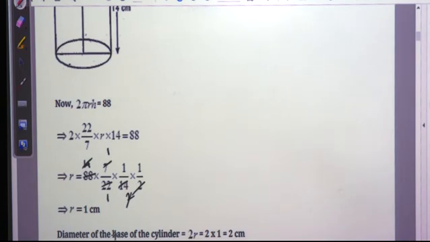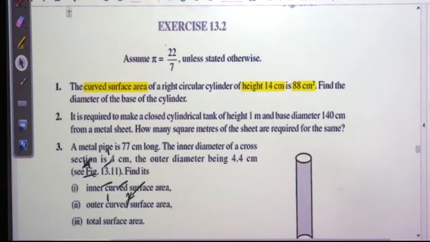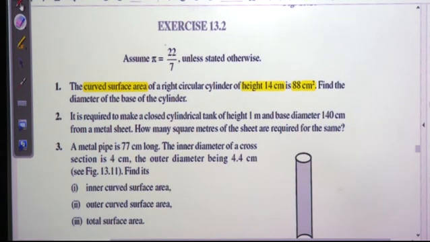Diameter, what is asked? Diameter of the base of the cylinder is equal to 2 times r, which is 2 into 1, equal to 2 centimeter. What they are asking is to find the diameter of the base of the cylinder, it is 2 centimeter. Proceeding further, let us move to the next question.